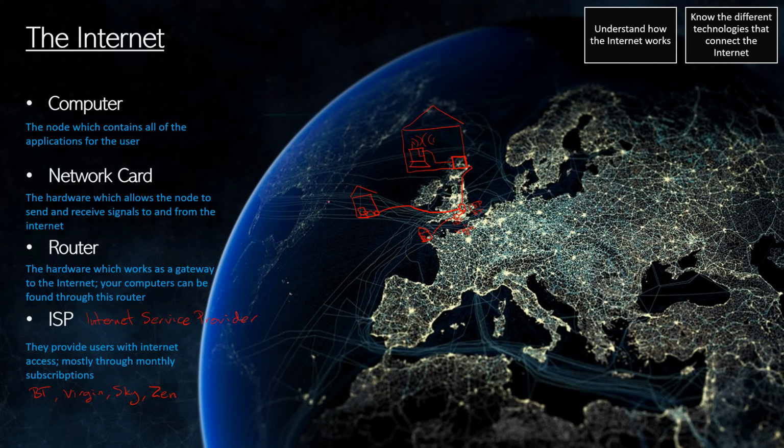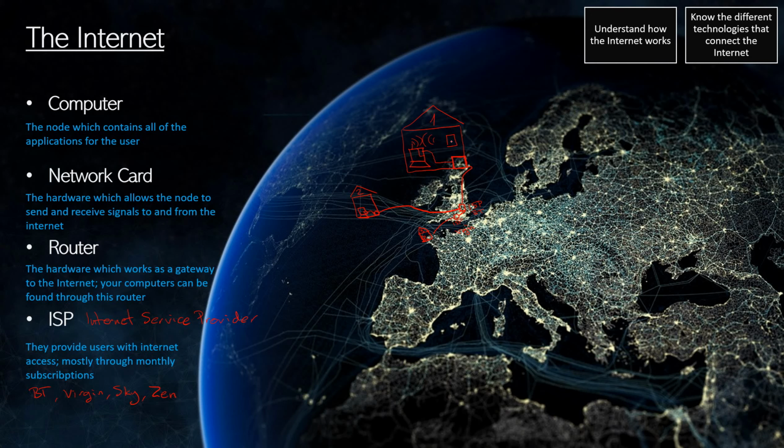So let's say, for example, house 1, this is house 2, this is house 3. If house 1 wants to send a message to house 3 somehow through the internet, then they will access their router, which will access their ISP, which will send a message to the other ISP, which will send that data onto house 3.